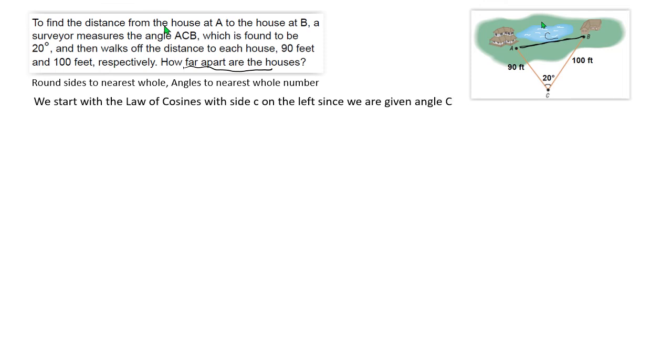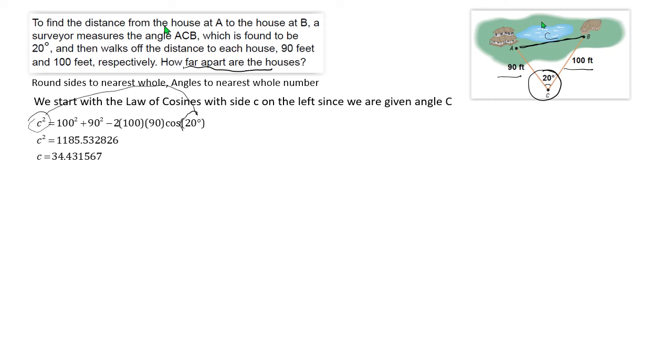We're going to start with the law of cosines with side C on the left side, since we have the angle C and the two adjacent sides. So here is the law of cosines. Once again, notice the side here is associated with the angle here, and right here are the respective adjacent sides. We get side C is 34.4. So the answer to the problem is the houses are 34 feet apart.